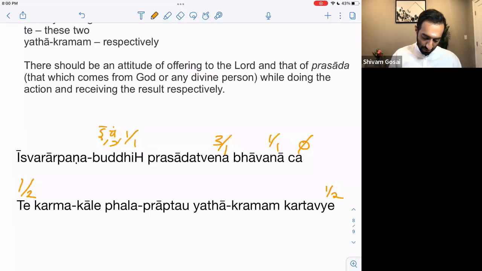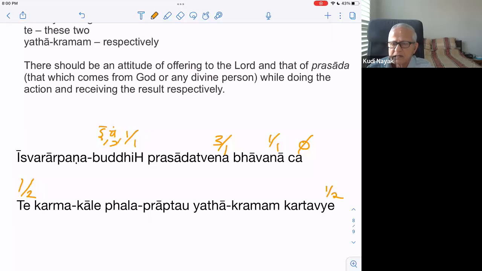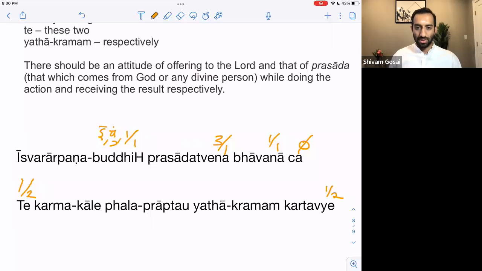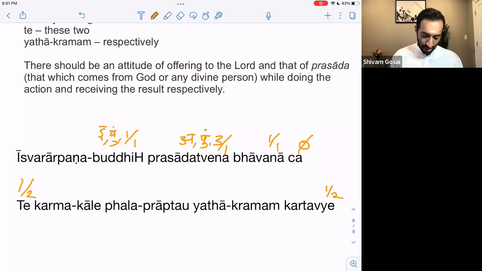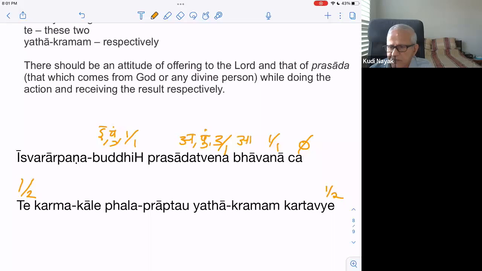Prasadatvena is like Ramena. The last letter of the pratipadika is like Rama, so it's Akaranta Pulinga. And then Bhavana, you said like Ganga, so Akaranta Strilinga.